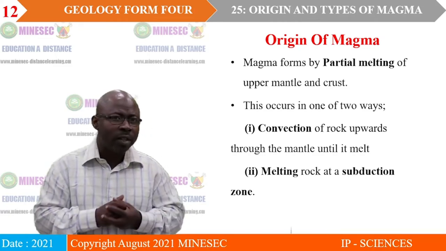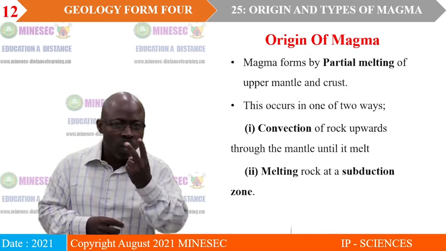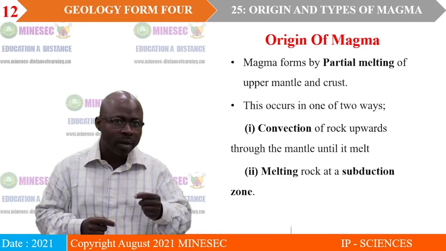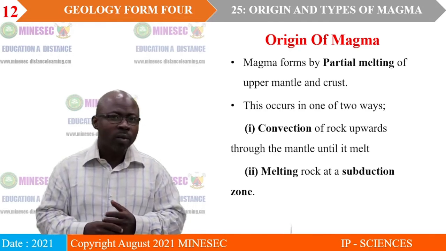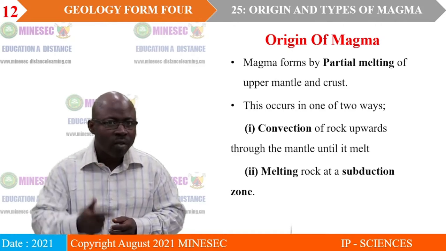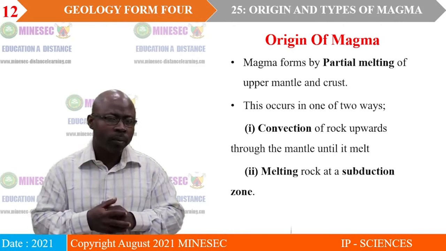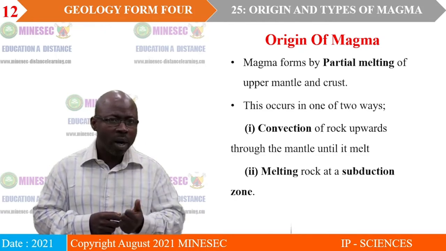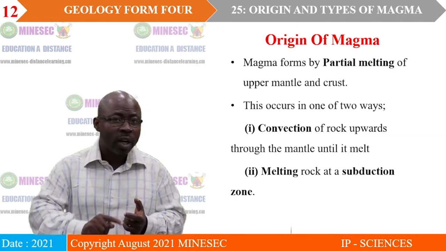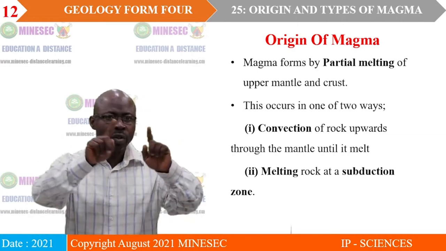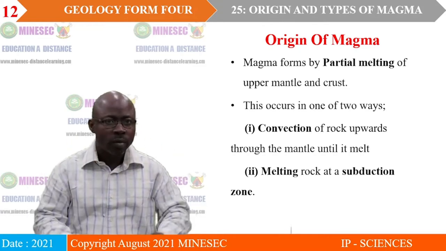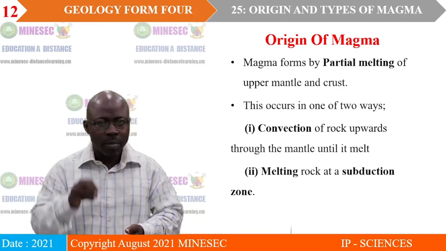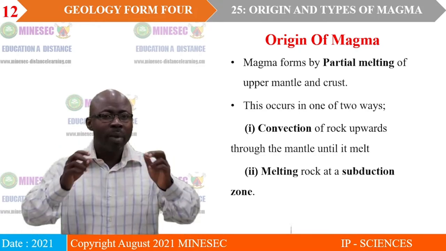This partial melting process occurs in two ways. One, through convection of rock upward through the mantle until it melts. And the second way is melting rock at a subduction zone. Through convection, the rocks move in continuous motion upward and downward in the mantle until they finally melt. This repeated movement will lead to the melting of rocks.